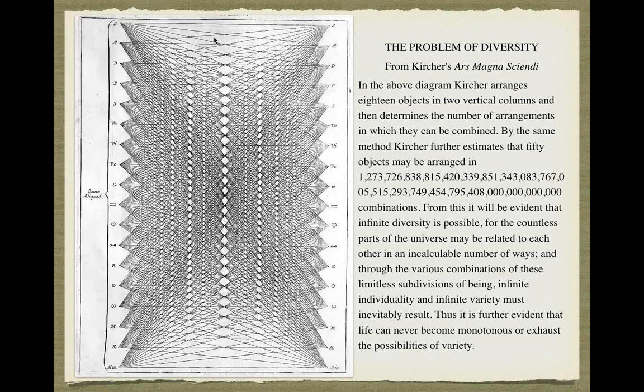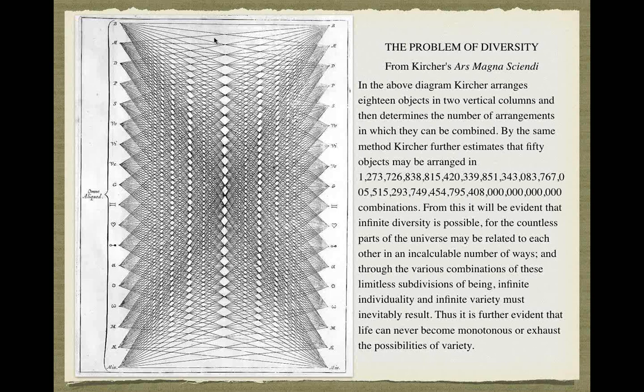The problem of diversity from Kircher's Ars Magna Sciendi. In the above diagram, Kircher arranges 18 objects in 2 vertical columns and then determines the number of arrangements in which they can be combined. By the same method, Kircher further estimates that 50 objects may be arranged in many numbers here, combinations. It's a quinzillion, I think. It's incredible to have worked it out.